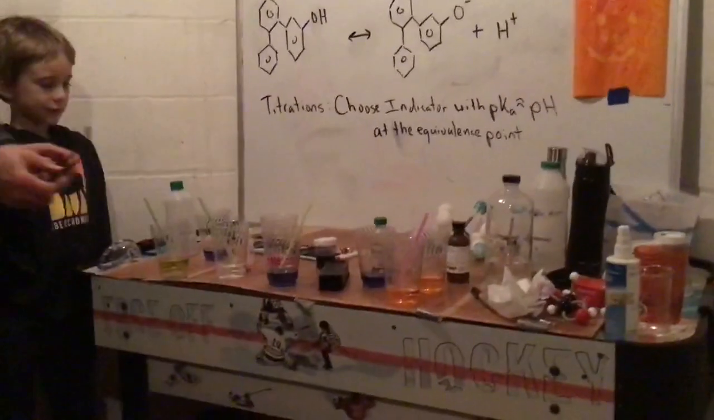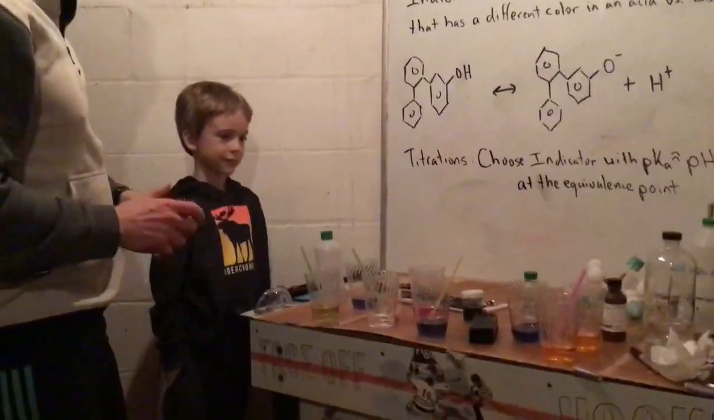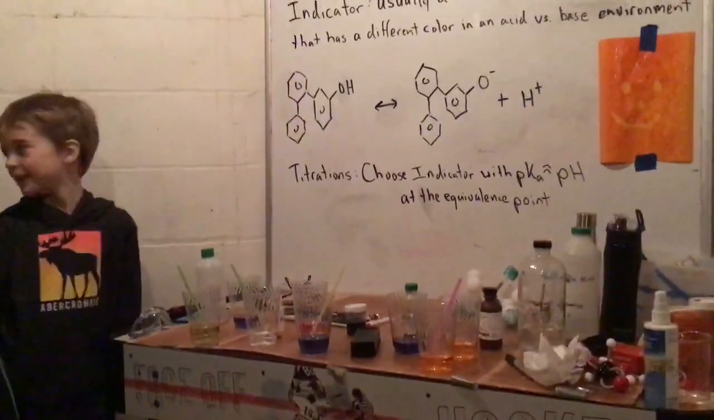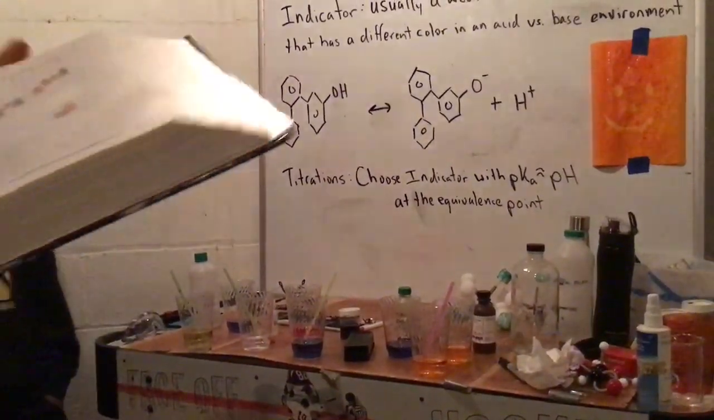Looks like you're a better bubble blower than I am. Let's take a look at a couple of these indicators and see where they're supposed to change. So we're looking at this chart here, and I see phenolphthalein. Now we breathe carbon dioxide out, which has a pH about 5 to 6.